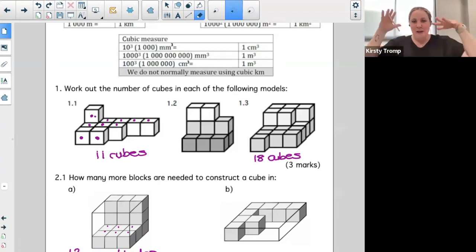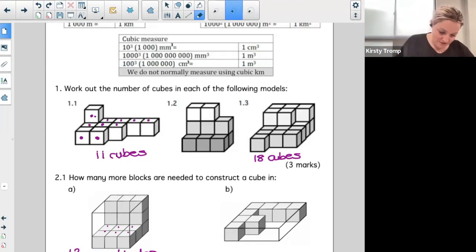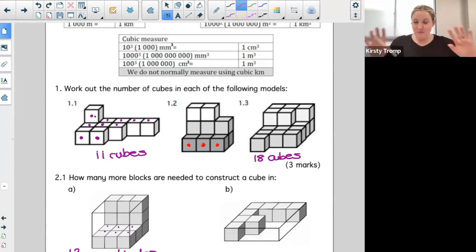Hold on. Okay, do you agree there's 3 in the front? Yes, ma'am. So you got 3 in the front. Okay, let's go with that. So you're happy that there's 3 in the front? 1, 2, 3. You good? Okay. Now, are there 3 behind it? No, ma'am. Okay, how many do you say are behind those 3?